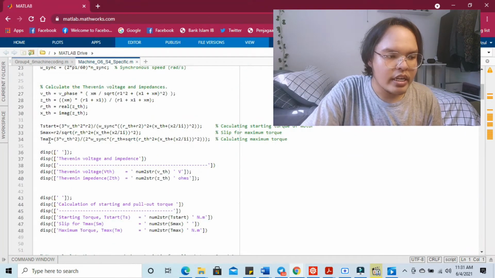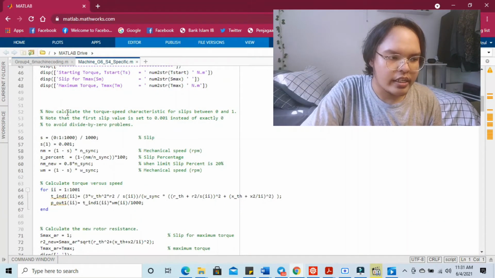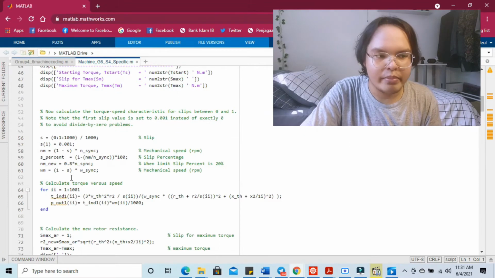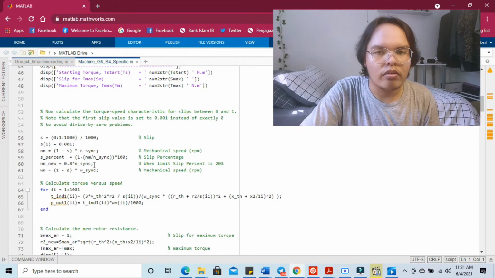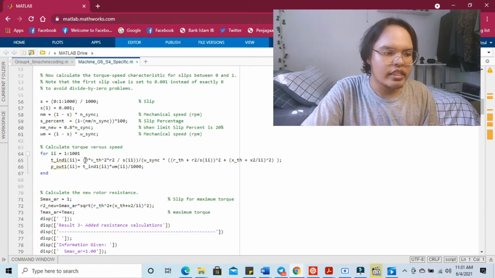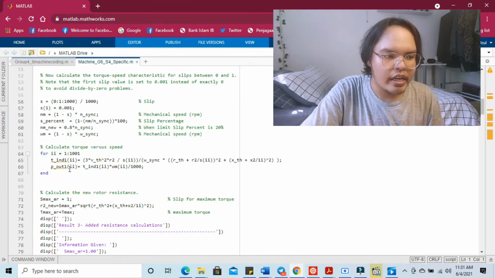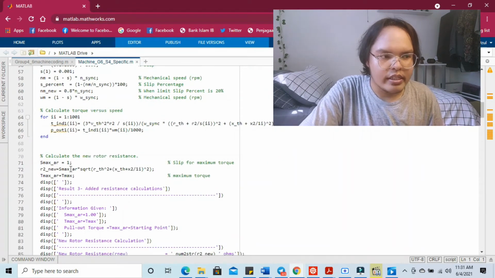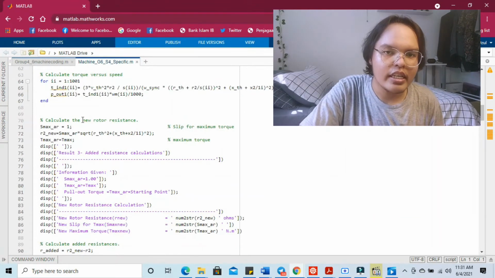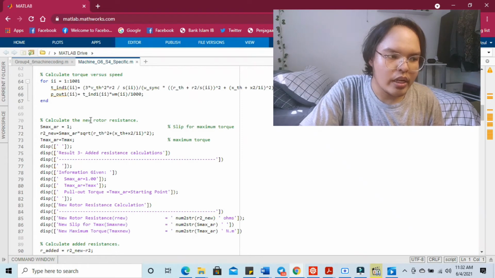We display the answer, and after that, we declare the formula to calculate the torque speed characteristic, in terms of M and the mechanical speed. After that, we calculate the torque versus speed, to show the figure of the torque speed characteristic and the power speed characteristic. So this is the formula for torque speed and the formula for the power speed characteristic. After that, we answer the next question, which is the additional resistance that we have to put on the rotor side to achieve the pull out torque at the starting torque. So we get the value and we display it.